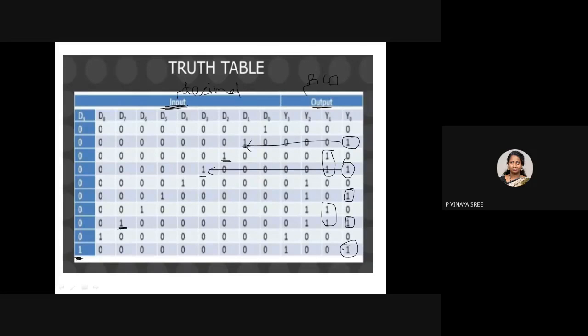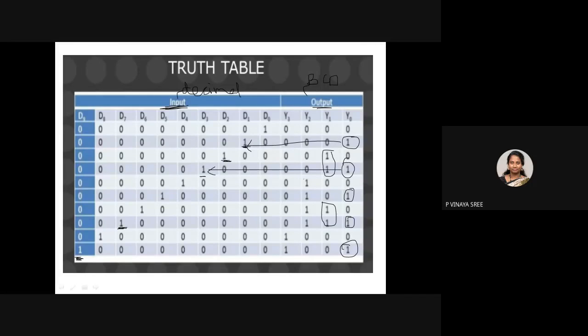Absent always. Roll number 36. 40. Roll number Yes, 40. ma'am.